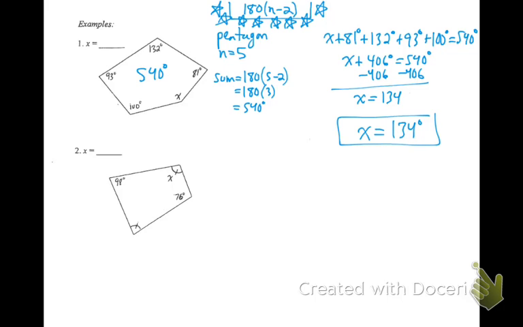Let me write that in this little spot. 134 degrees.